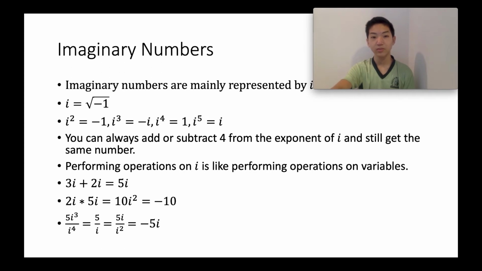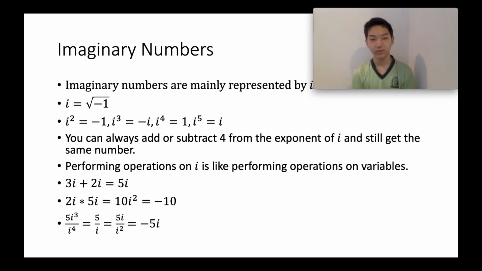So imaginary numbers are mainly represented by i, and i is equal to the square root of -1. The reason we say that's imaginary is because if you multiply a negative by a negative, it should be a positive. So how is it possible that you could square a number and get -1? That's why we have i. So i squared is equal to -1 because that's how it's defined.